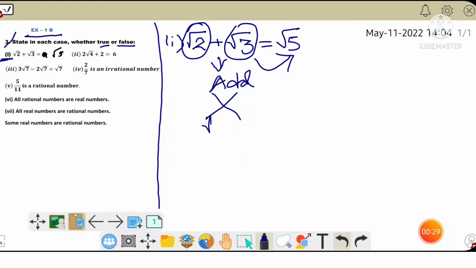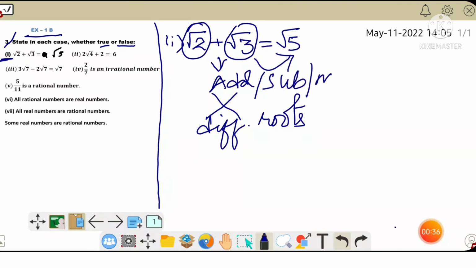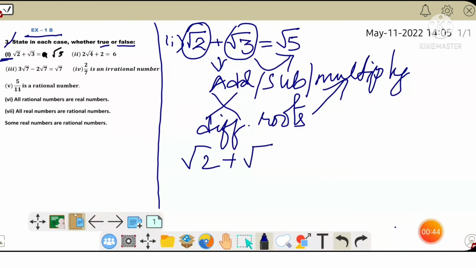See here, we cannot add, subtract or multiply different roots. We can only do these things with the same roots. For example, with the same root, like root 2 plus root 2, we can add the same roots. It will be 2 root 2.